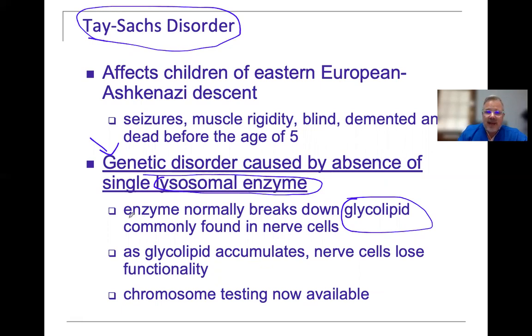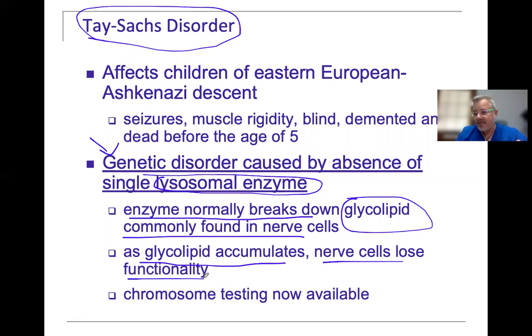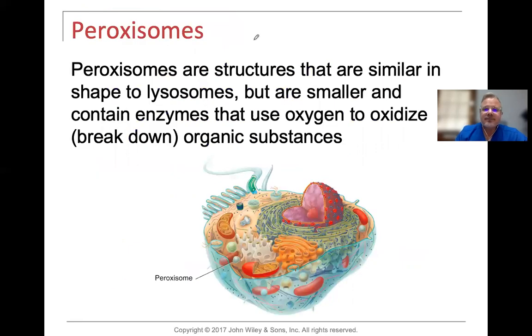So the enzyme that normally breaks down the glycolipids that are commonly found around nerve cells is not really there. So the glycolipids accumulate, and when they accumulate without being broken down properly, the nerve cells lose their functionality. And thank goodness, we do have genetic testing to try and pick this up, but otherwise we see seizures in these individuals, muscle rigidity, blindness, dementia, and sadly, these children die before the age of 5.